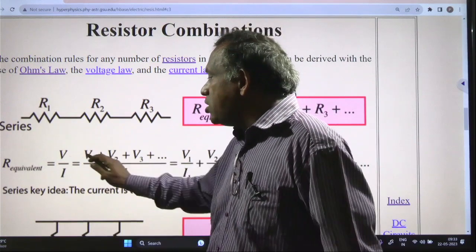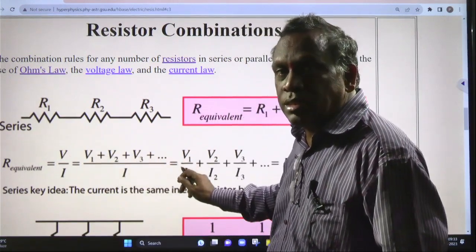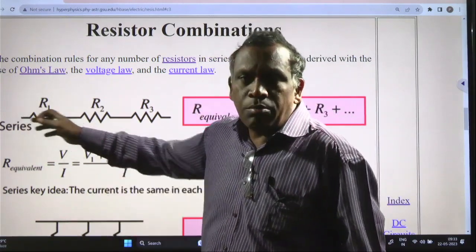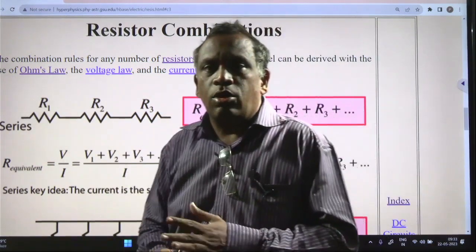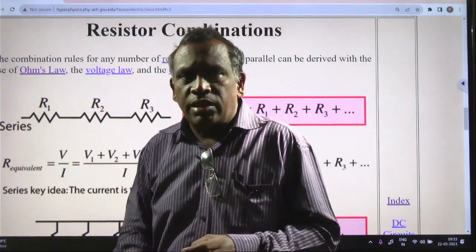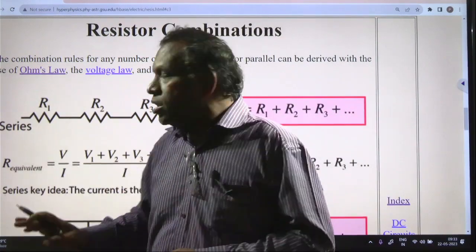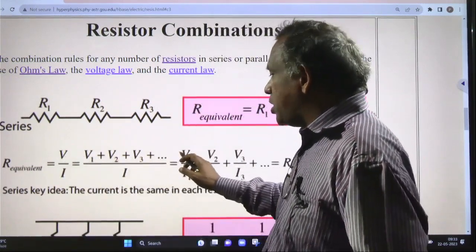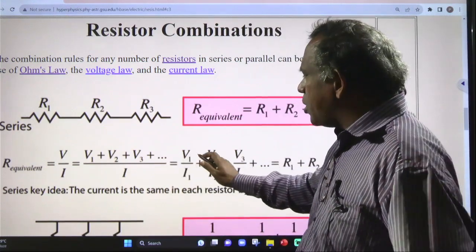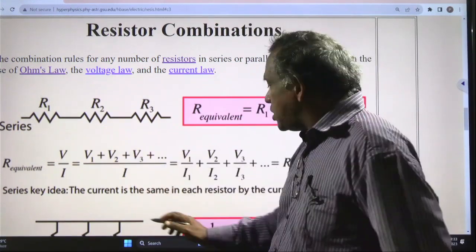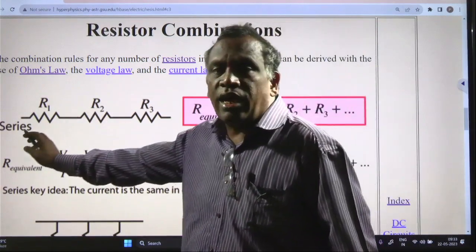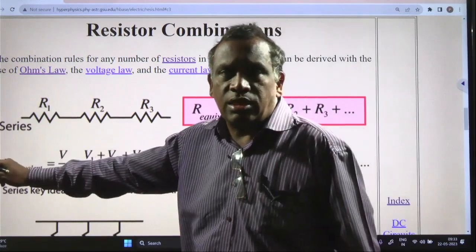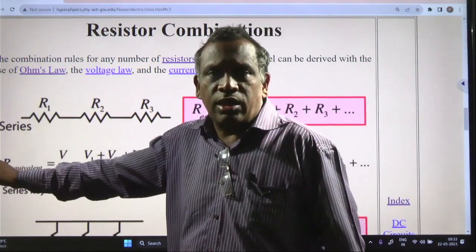That's why V is equal to V1 plus V2 plus V3, and so on. Divided by current, because the same current will be there in the series resistors, that you have to remember. So V equals V1 plus V2 plus V3, etc. Now you split into cases: let us assume I1 is the current flowing through the R1 resistor, I2 is the current flowing through the R2 resistor, and I3 is the current flowing through the R3 resistor.